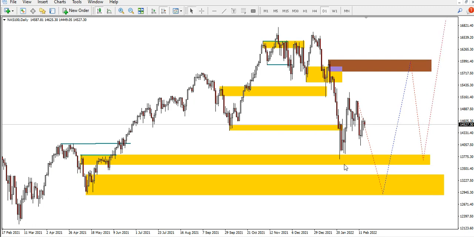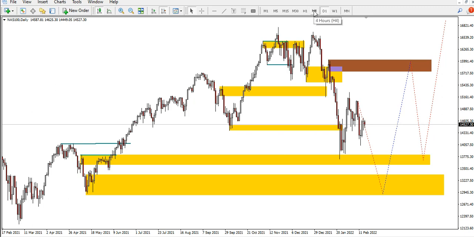So what do we have? We have a low, we have a high, we have a lower low, and then we have a higher high, and then this low here will play an important role to push the price further high. So this is all that I'm expecting on NASDAQ, guys.